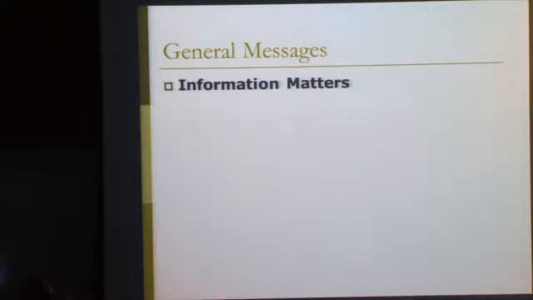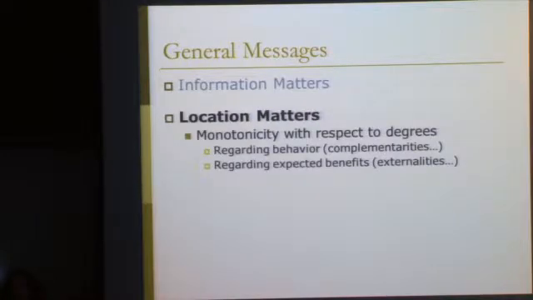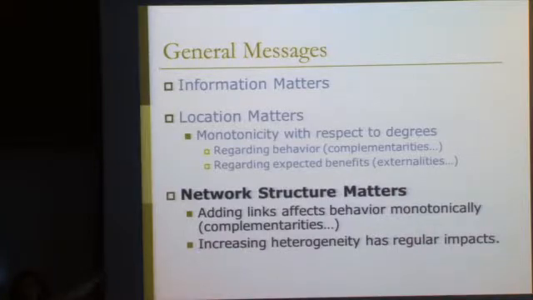And so the general messages out of this silly example are, first of all, information matters. Second of all, location matters. So we have monotonicity with respect to degrees regarding both the behavior and the expected benefits. Because if you have a higher degree here, then you're able to benefit more from other people experimenting and your payoff will be higher. Okay, so now we'll be able to connect both behavior and payoffs to your degree, which is sort of nice. And the network structure matters.